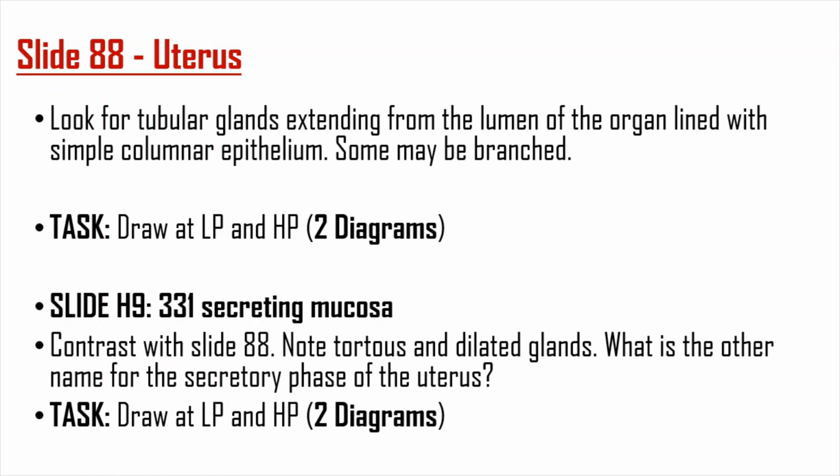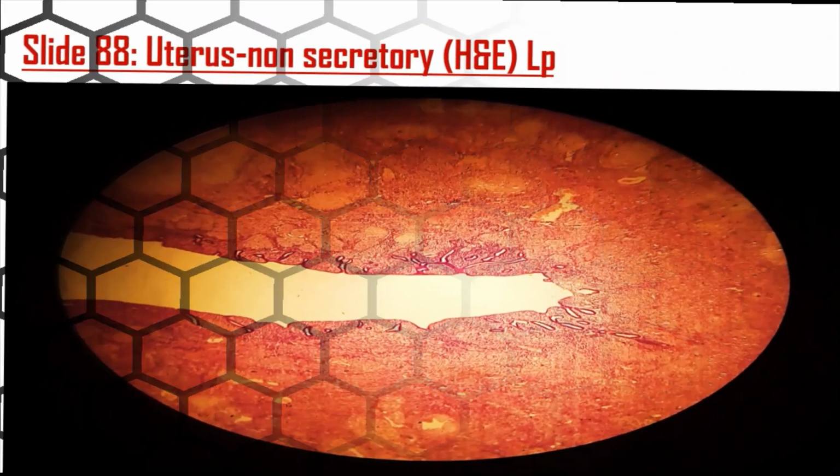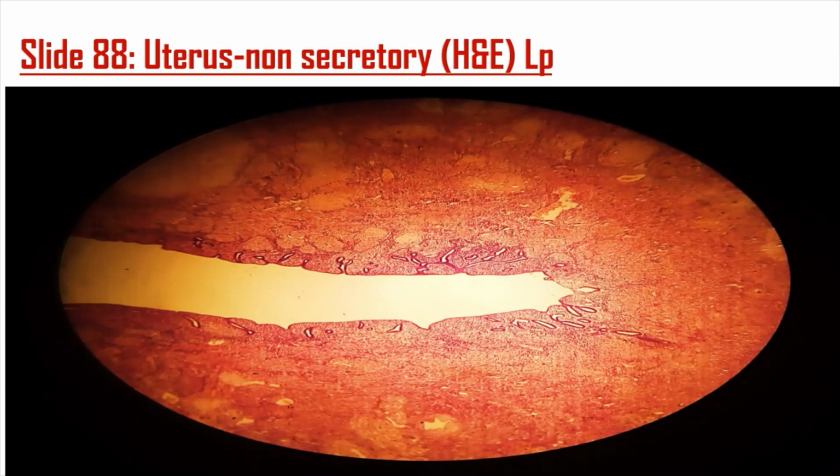Now for the uterus, you look for tubular glands extending from the lumen of the organ, lined with simple columnar epithelia. Some of these glands may be branched. Your task is to draw at low power and high power. We're going to look at the uterus at two stages: one will be your secreting uterus and the other one will be at a non-secreting stage. So this is at low power, the non-secreting uterus. This is the uterus here, and this is the lumen of the uterus.